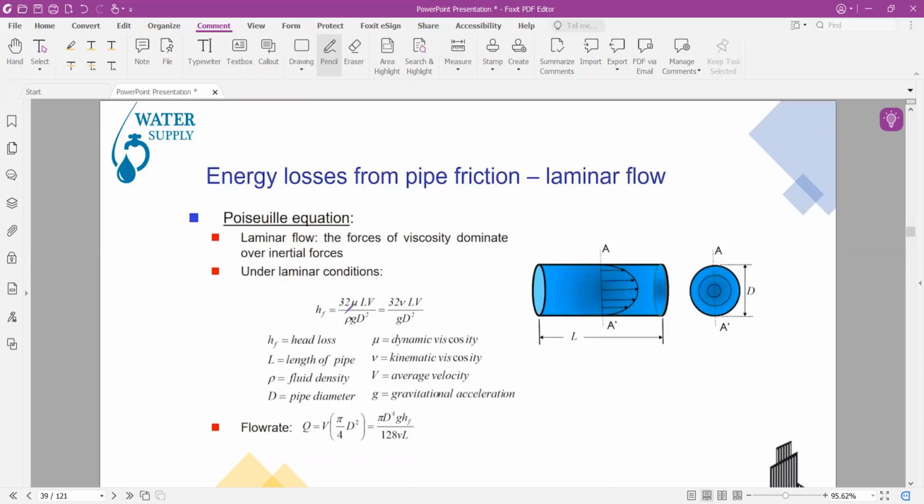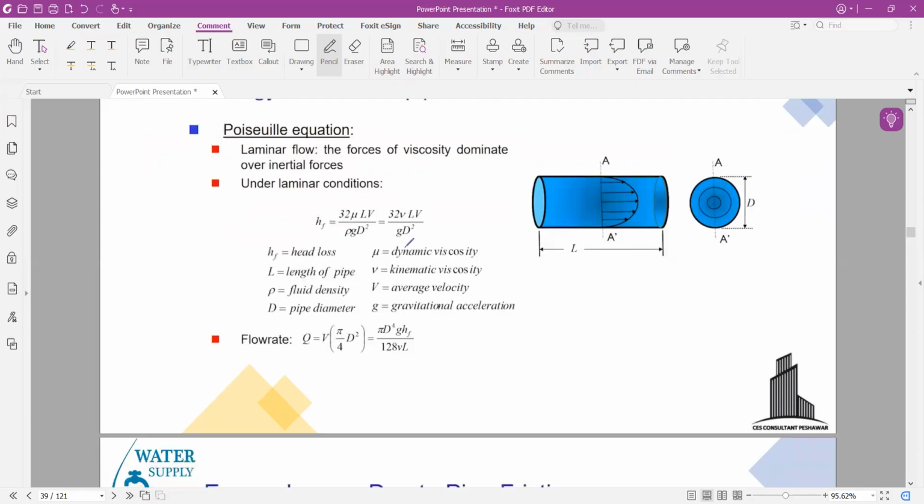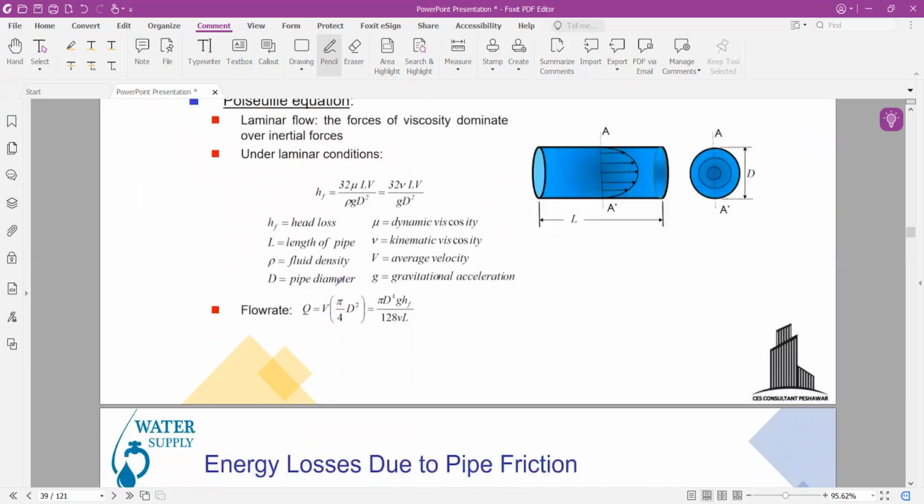The Poiseuille equation is hf = 32 mu L V / (rho g D square), or 32 nu L V / (g D square), where nu is the kinematic viscosity and mu is the dynamic, or absolute, viscosity. hf is the head loss, L is the length of the pipe, V is the velocity of the fluid through the pipe, rho is the density, g is gravity, and D is the diameter of the pipe. We can also show this equation in terms of the flow rate by deriving the velocity from this equation and putting it into this, and we get this equation.